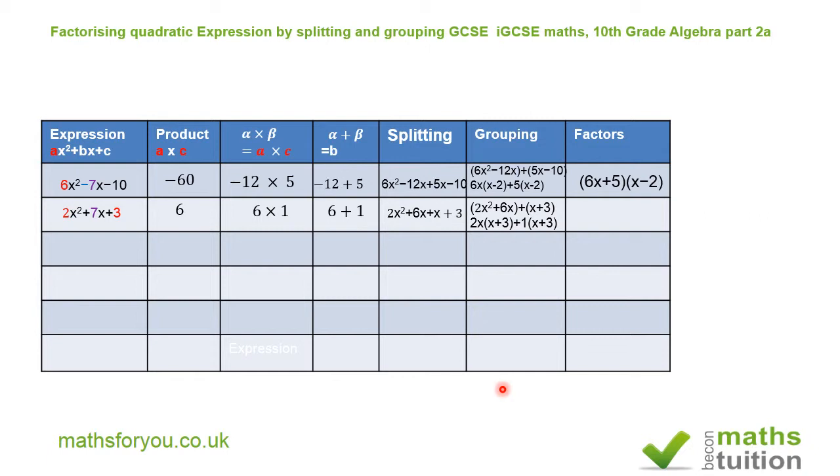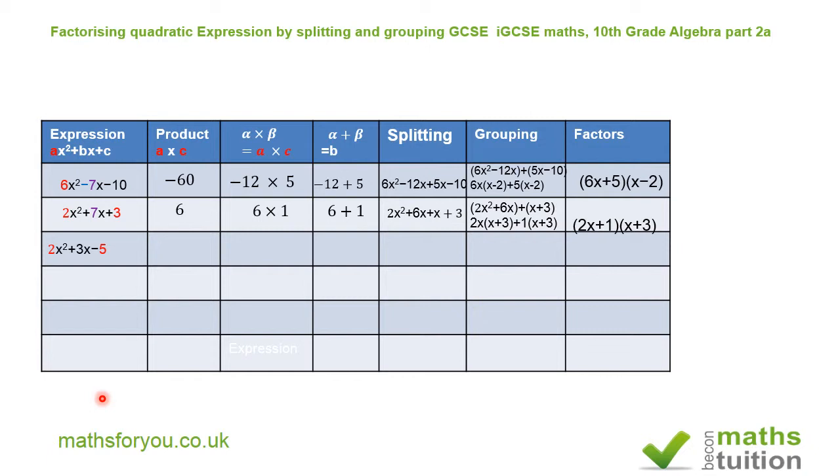I'm now going to group. I'm going to have two groups here, 2x squared plus 6x in one group and x plus 3 in another group. Now, when I factorize each of the groups, I get 2x into x plus 3 plus 1 into x plus 3. Now, note here that the 1 is the highest common factor of x and 3, so you need to show that as well. So my final answer then becomes 2x plus 1 into x plus 3.